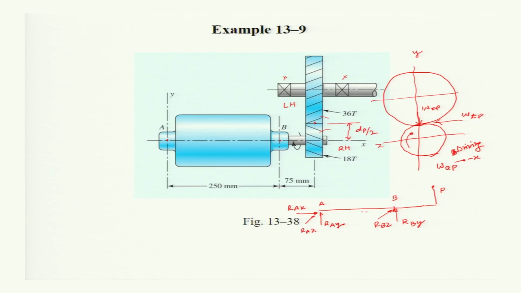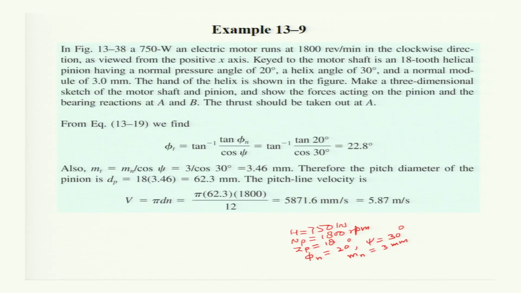One will be in the opposite direction. Let us see in our next figure. Before that, the other terms are obtained. The pressure angle along the tangential direction is determined from the relation tan inverse of tan phi n divided by cos psi. Similarly, the transverse module is determined knowing the normal module and the helix angle, and that comes as 3.46 mm.